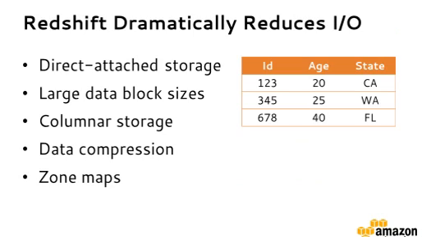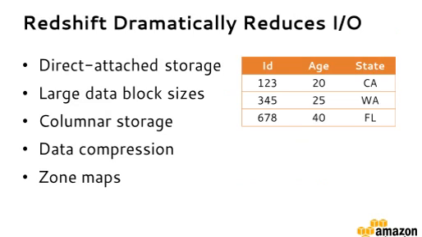So how does Redshift dramatically reduce I/O? There's actually a number of ways. Firstly, disk storage is directly attached to the Redshift servers, and large block sizes of 1 megabyte are used. There's also a concept called zone maps, and these are used to effectively skip entire blocks if the data requested is not contained within that block. So it makes scan operations highly efficient.